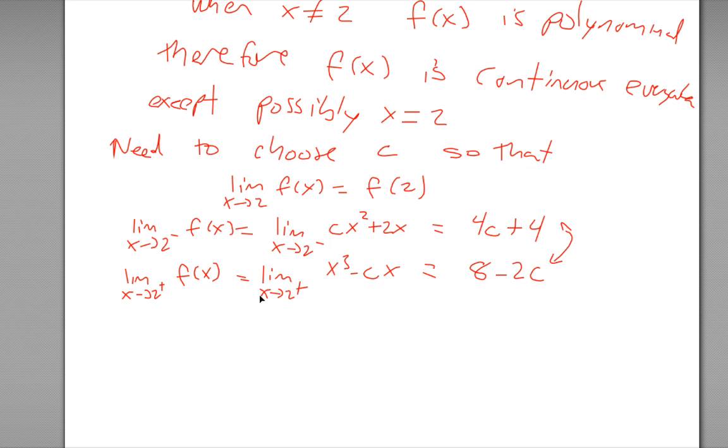So let's just force them to be the same. 4c plus 4, we want 4c plus 4 to equal 8 minus 2c. And if I rearrange this, the 2c comes over here. I get 2c equals 4. So that must mean c equals 2.